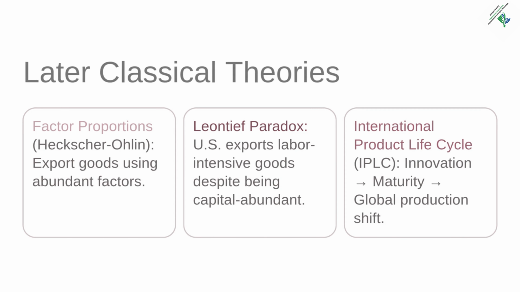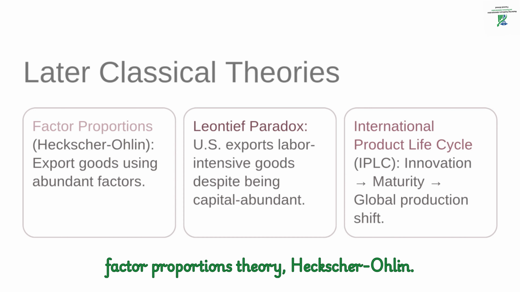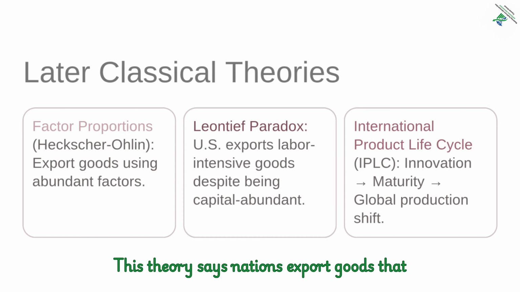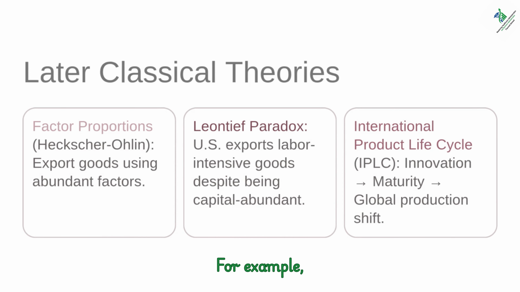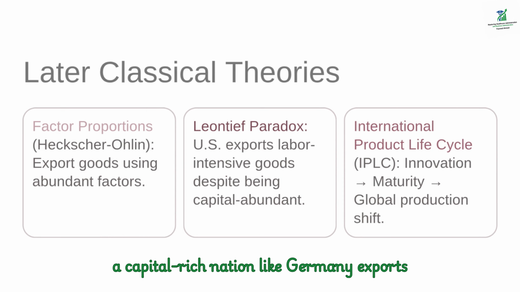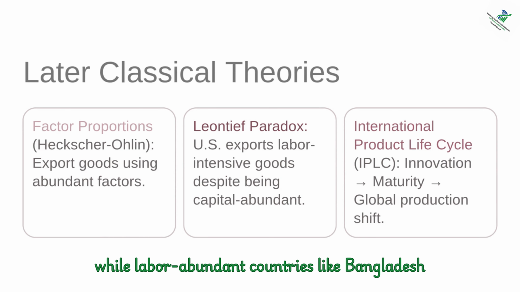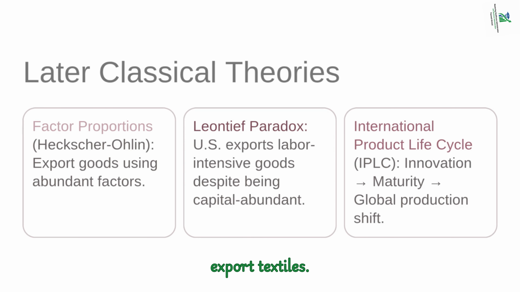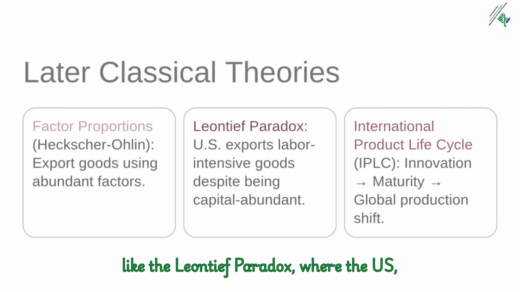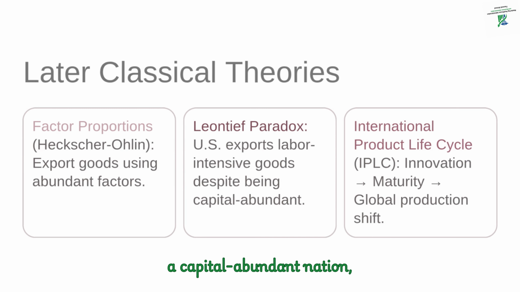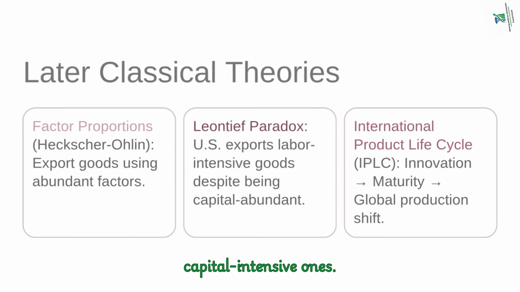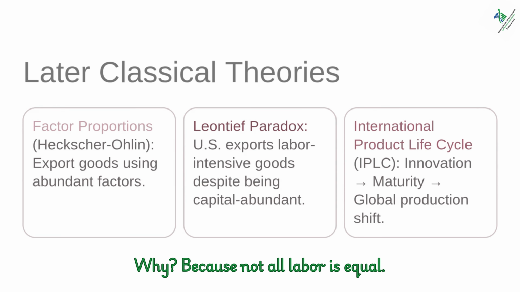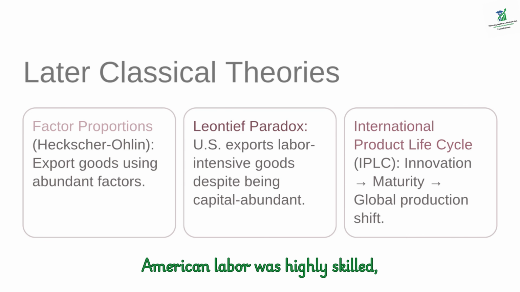Later classical theories. Fourth, factor proportions theory, Heckscher-Ohlin. This theory says nations export goods that use their abundant resources most intensively. For example, a capital-rich nation like Germany exports machinery, while labor-abundant countries like Bangladesh export textiles. But reality brought surprises, like the Leontief paradox, where the US, a capital-abundant nation, exported labor-intensive goods and imported capital-intensive ones. Why? Because not all labor is equal. American labor was highly skilled, and skill is its own kind of capital.